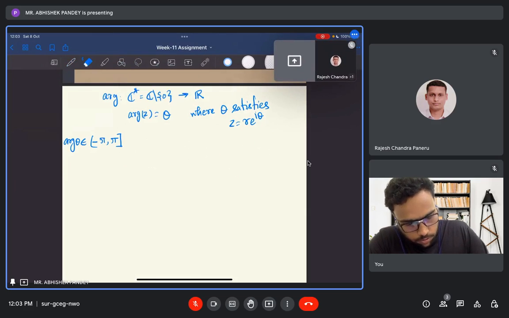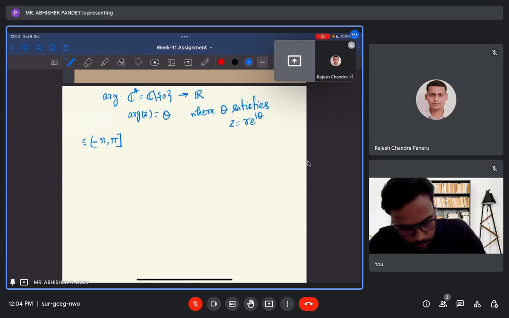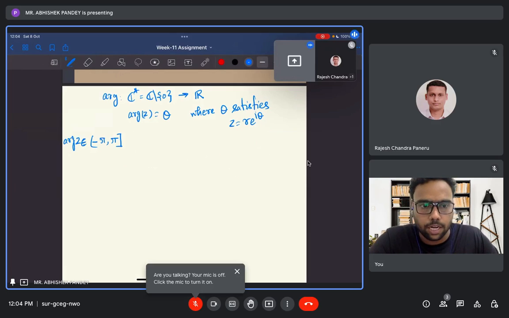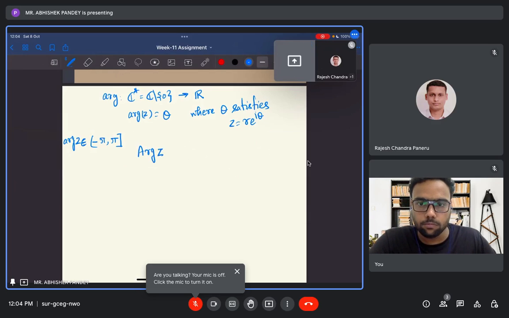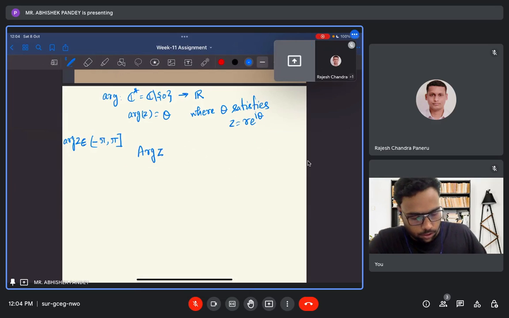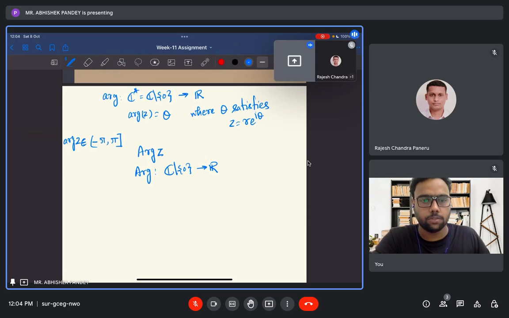if I choose the argument of z to belong to this interval, we call it the principal branch of the argument, and we denote it by capital Arg z. Now Arg z is a function, and the range is minus pi to pi. Is it clear?